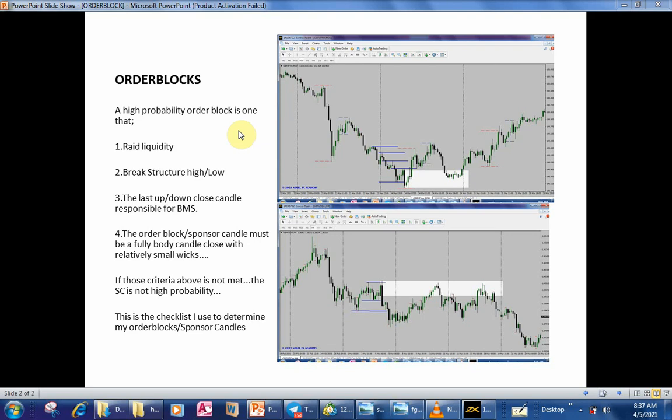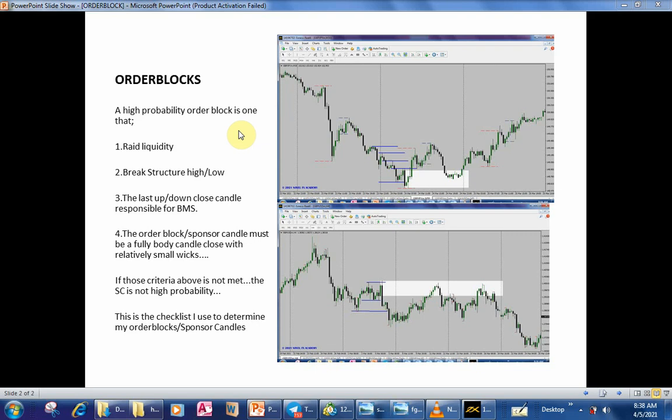I hope we are getting this. This is very important. The order block or sponsor candle must be a full body candle close with relatively small wicks, not just a weak candle. We want to see a full body close candle. That's high probability. So if the criteria above are not met, that sponsor candle or order block is not high probability and is likely to fail.